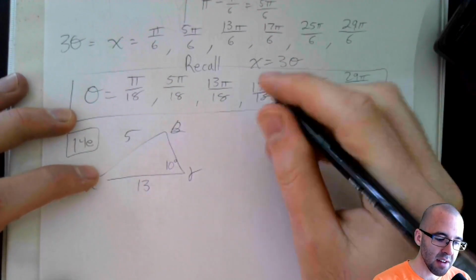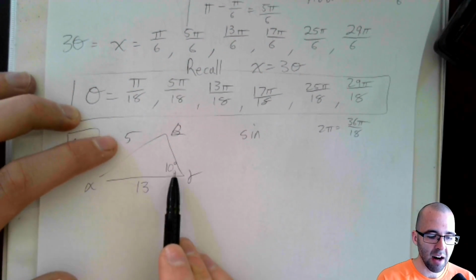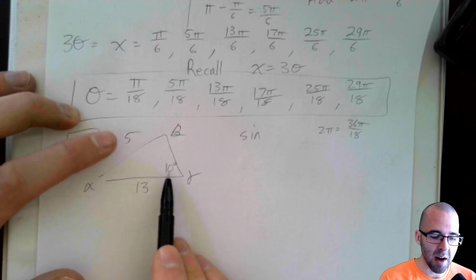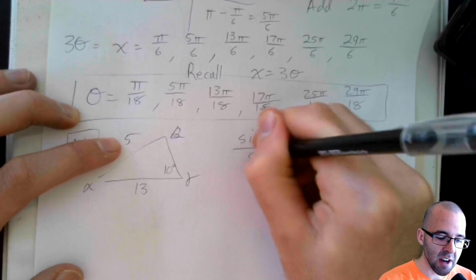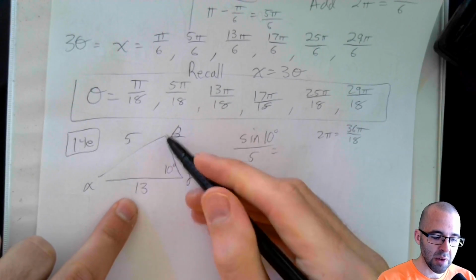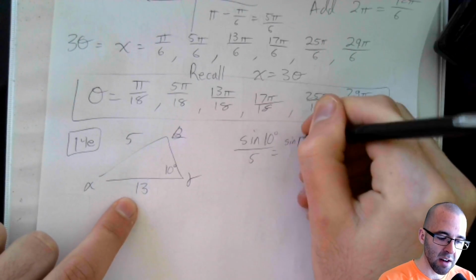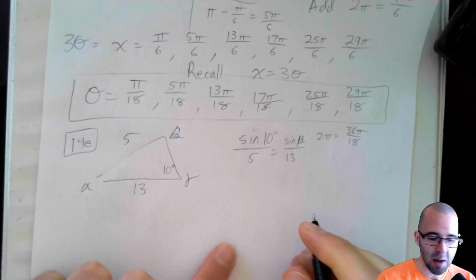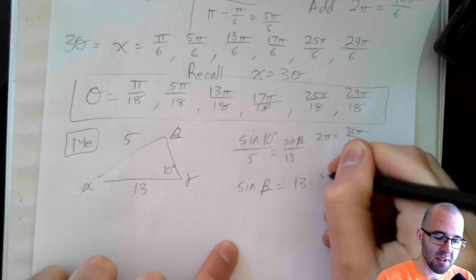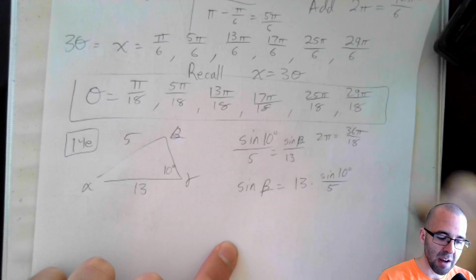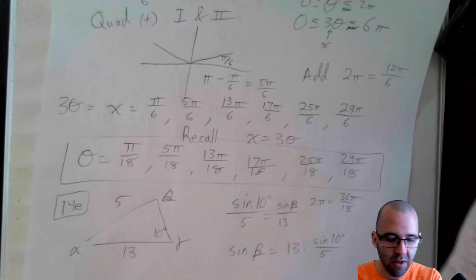So we use the law of sines. Because again, for law of sines, we always want to pick a pair of a side and the angle opposite that. So that's 10 degrees and 5. The sine of 10 degrees over 5 equals, now we need to pick a pair with an unknown, b and beta. We get sine of beta over 13. Multiply both sides by 13, you get sine of beta equals 13 times the sine of 10 degrees divided by 5. You type that into your calculator to get an idea of what you're dealing with.